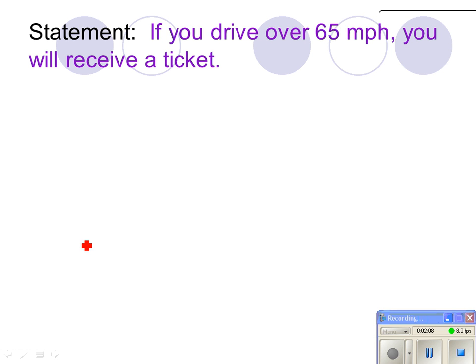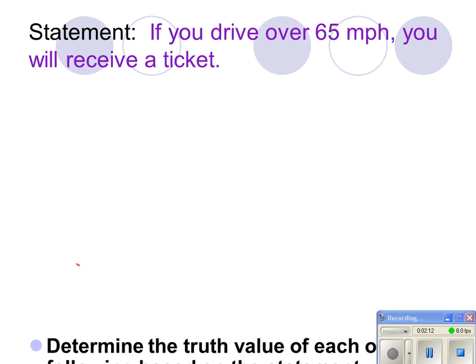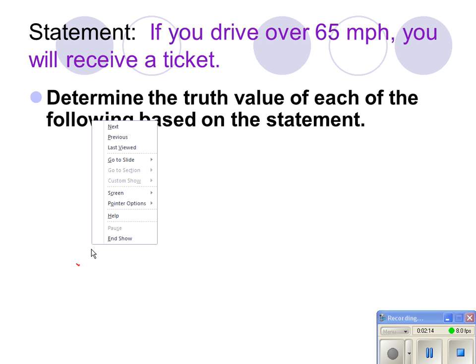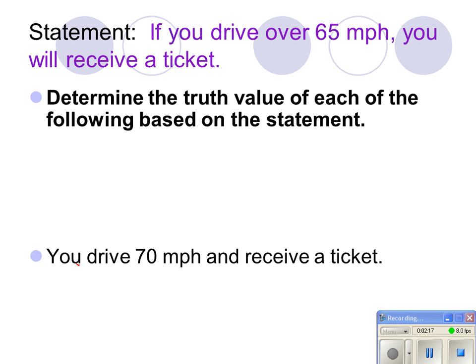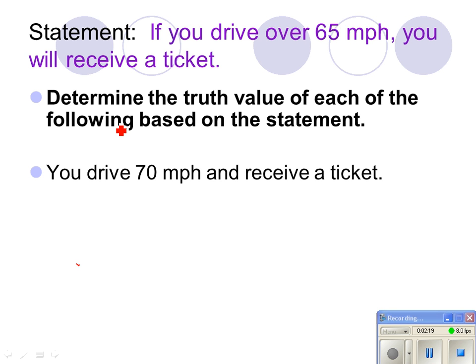And we're going to try to decide whether each of these next statements are true, false, whatever. You drive 70 miles an hour, you receive a ticket. According to our rule up here, you're going over 65, so you're going to get a ticket. So that's a true statement.